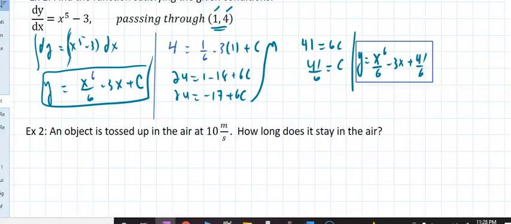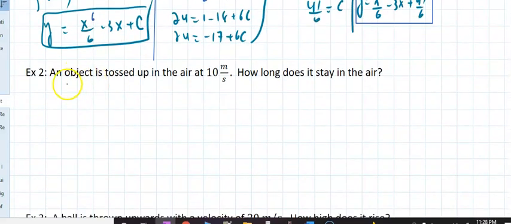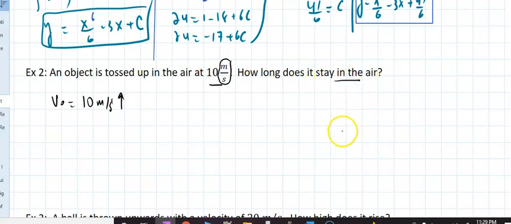So starting with, I'll read them off. An object is tossed up in the air with an initial velocity of 10 meters per second. That's initial velocity, and you could tell that from the units if you're ever confused. So going up is positive, coming down is negative. How long did they stay in the air? Well, think about it. An object is going to be tossed up. It's going to eventually come down.